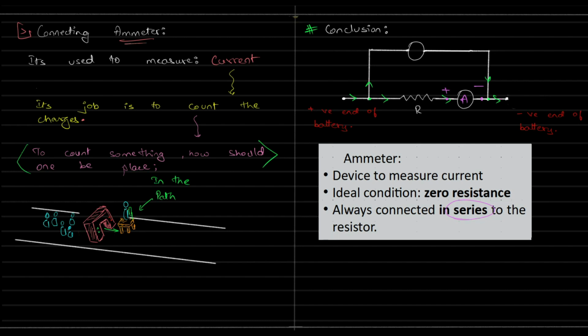So to summarize, I have it over here. An ammeter is a device used to measure current. Makes sense. The ideal condition for an ammeter is zero resistance. If you are able to understand it now, good. If not, I'll be explaining later. But yes, you should be able to understand this now. Think it over. It's not too hard. It's always connected in series to the resistance or any device that we need to measure. Make sense? So please pause and have a look at the properties and how to connect an ammeter.